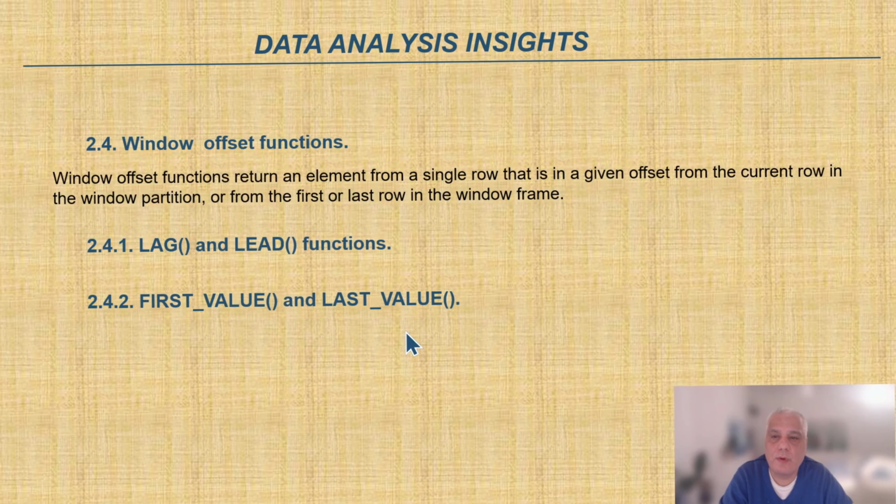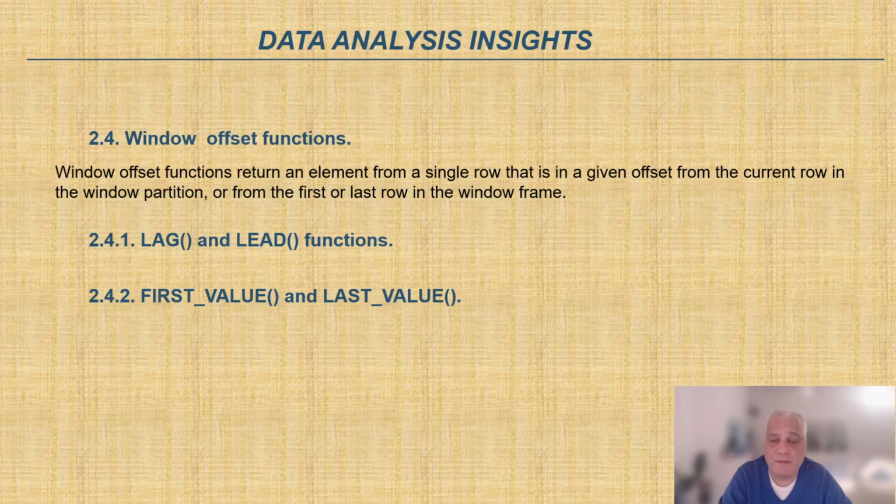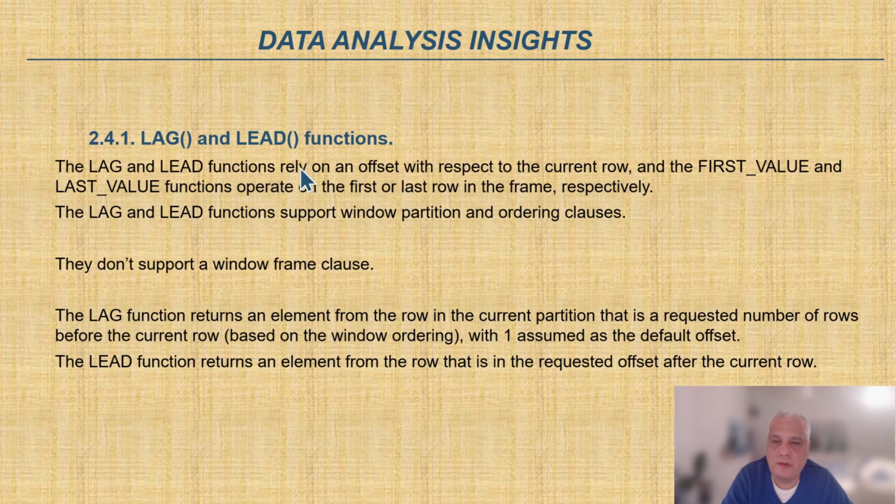Let's have a look at what window offset functions are. The definition is the following. A window offset function returns an element from a single row that is a given offset from the current row in the window partition, or from the first or last row in the window frame. We have two types: lead and lag, and first value and last value. The lag and lead functions rely on an offset with respect to the current row, and the first value and last value functions operate on the first or last row in the frame, respectively.